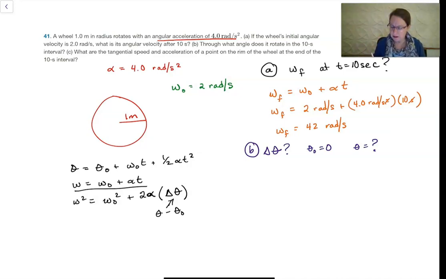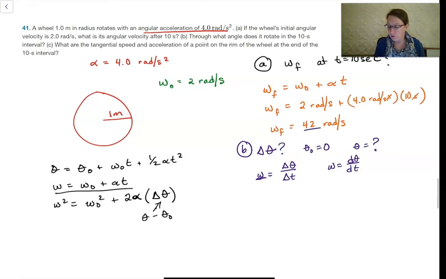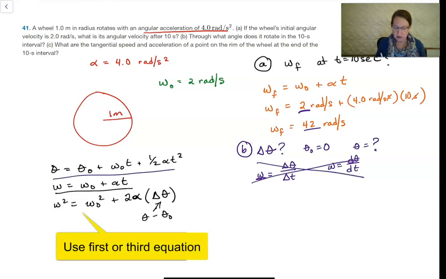Some people might want to use omega is equal to delta theta over delta t, and then substitute the values that you have in. But the problem is that this omega is not constant. And so while omega is equal to d theta dt at any instant, because this isn't constant, it's not clear: would we use 42? Would we use 2? What value would we use? And so instead, we need to come back over here and either use this first equation or the second one, and either one will work.